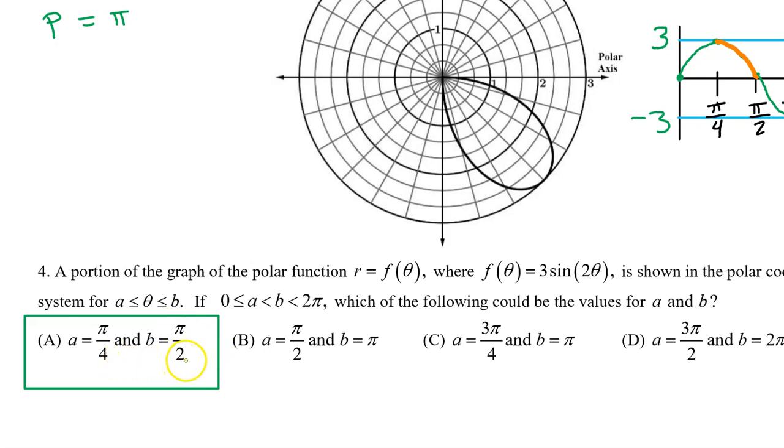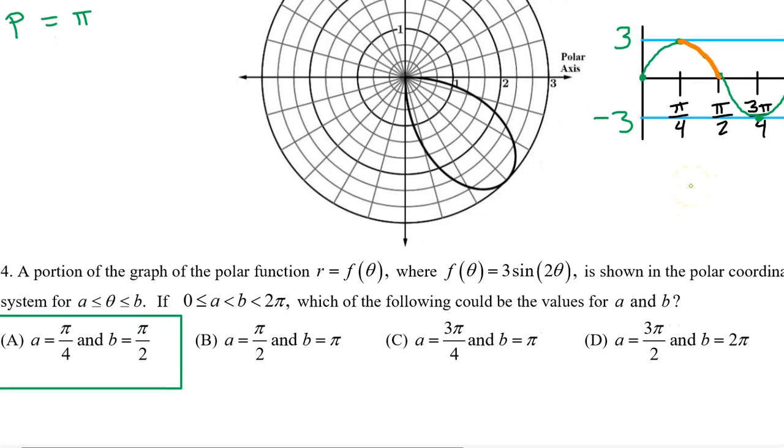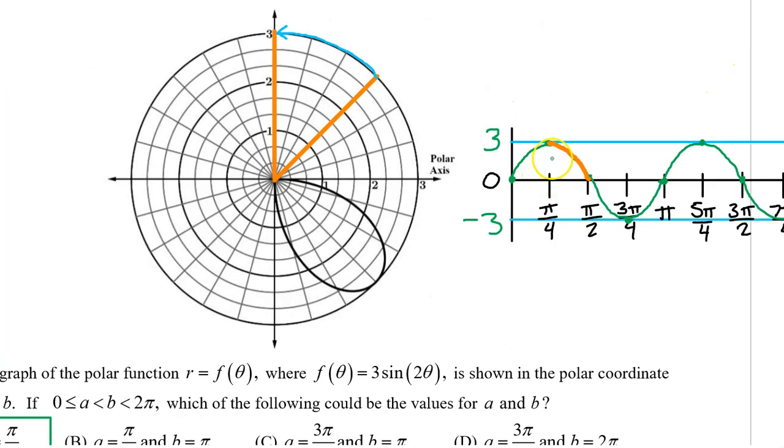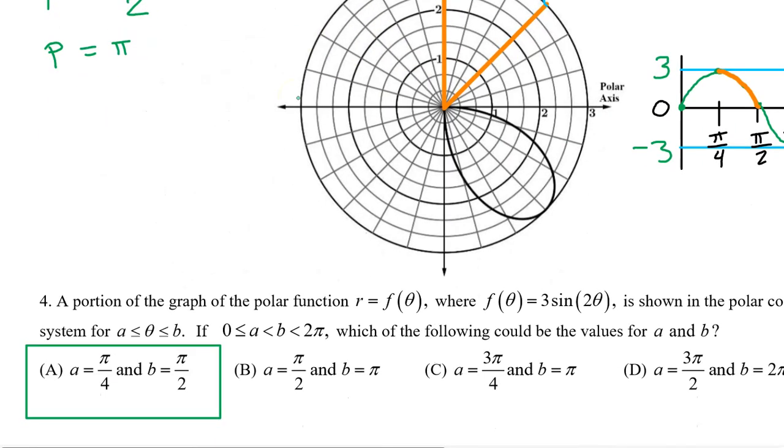Option A represents the interval from pi over 4 to pi over 2. On the rectangular graph, that's going to be from here to here. Notice that on the interval from pi over 4 to pi over 2, the r values are all positive, so we don't have to worry about moving in the opposite direction and ending up in the opposite quadrant. Therefore, on the interval from pi over 4 to pi over 2 on the polar graph, we should see a portion of f of theta, and we don't. So that means option A is not the answer.